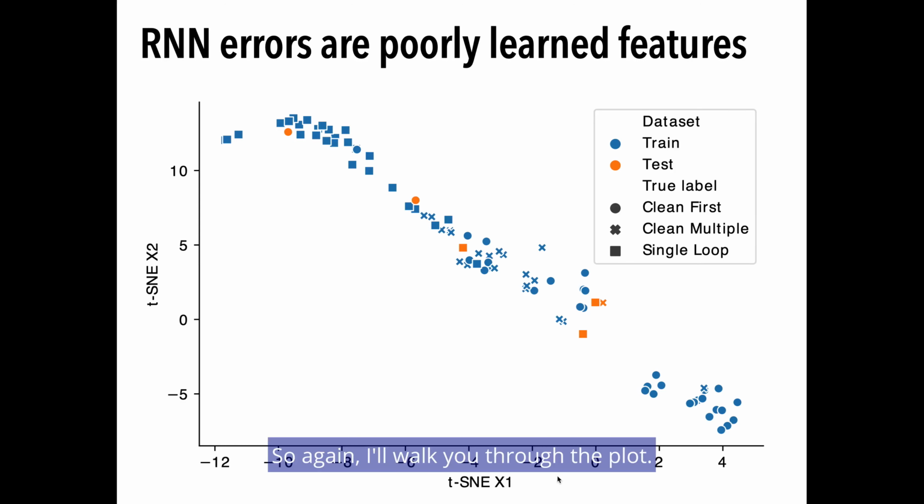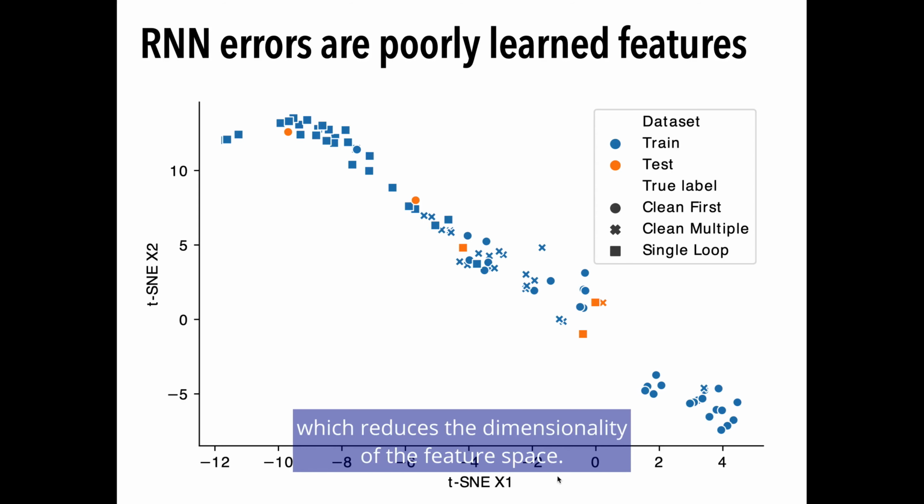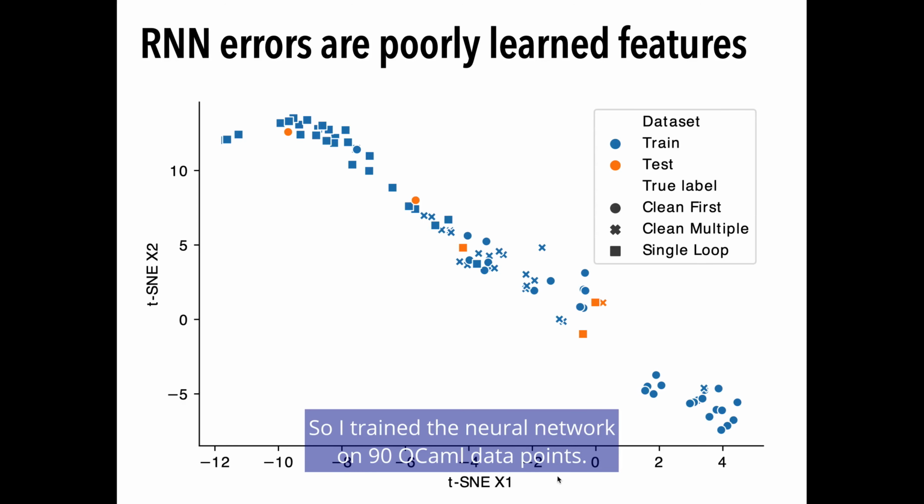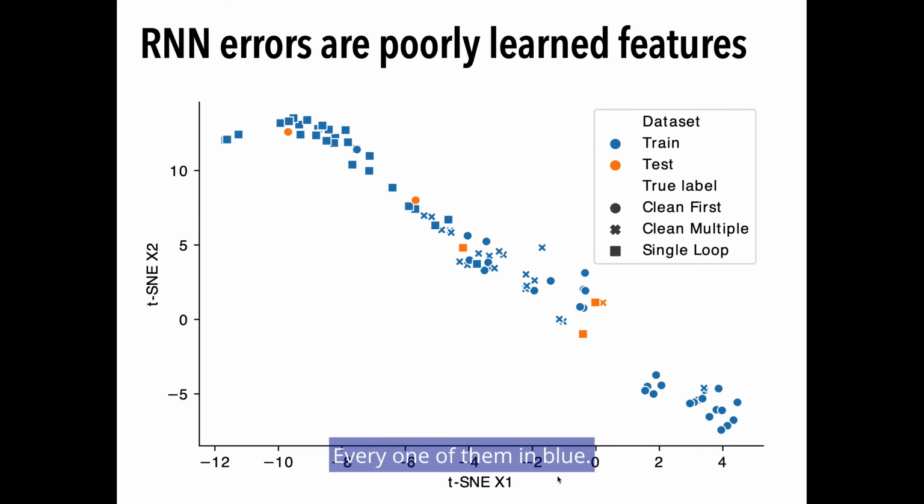So again, I'll walk you through the plot. The x and y axes are generated by a method called tSNE, which reduces the dimensionality of the feature space. Now, the idea here is that any particular point isn't meaningful, like -4 for tSNE x1 doesn't tell us anything, but we can look at where our data points are relative to each other to gain insight. So I trained the neural network on 90 OCaml data points, every one of them in blue. The shape of the point indicates its category. So squares are single loop, circles are clean first, and x's are clean multiple.